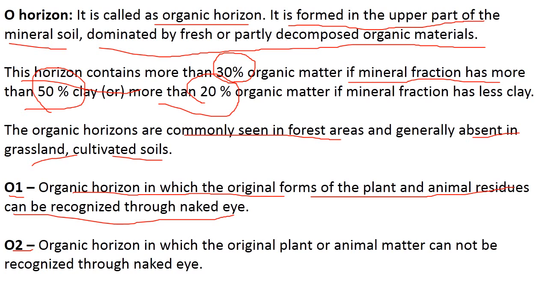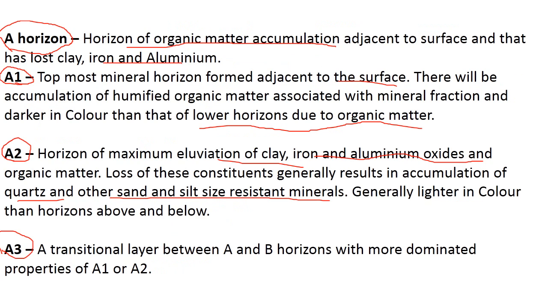This O layer is divided into subparts. O1: organic horizon in which the original form of the plant and animal residues can be recognized through the naked eyes. With our naked eyes, we can find these organic materials evidently available in O1. Then O2: organic horizon in which the original plant or animal matter cannot be recognized through your eyes. This organic material we can't see directly with our naked eyes. There is a requirement of a microscopic view for the observation of such organic matter. Means O is divided into O1 and O2.